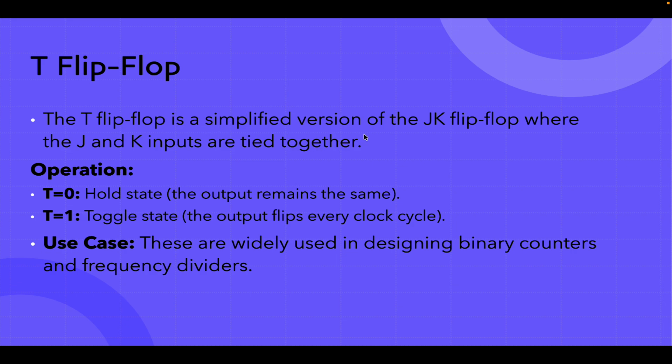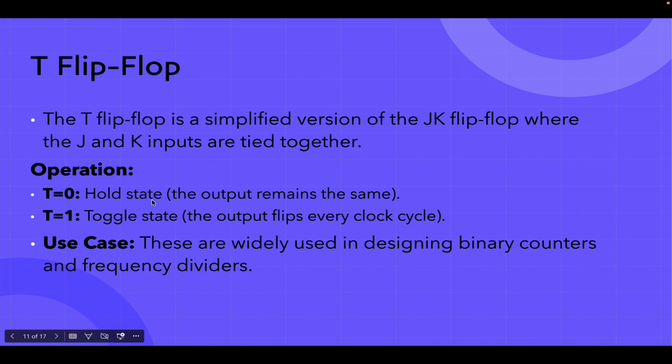We'll check whether it can solve it. The T flip-flop is a simplified version of the JK flip-flop where J and K are the inputs tied together. Okay, here we are not able to solve it to that extent. What we are doing is we are just shorting the J and K. What we did in D was we added an inverter for the SR flip-flop. Here we are just shorting it.